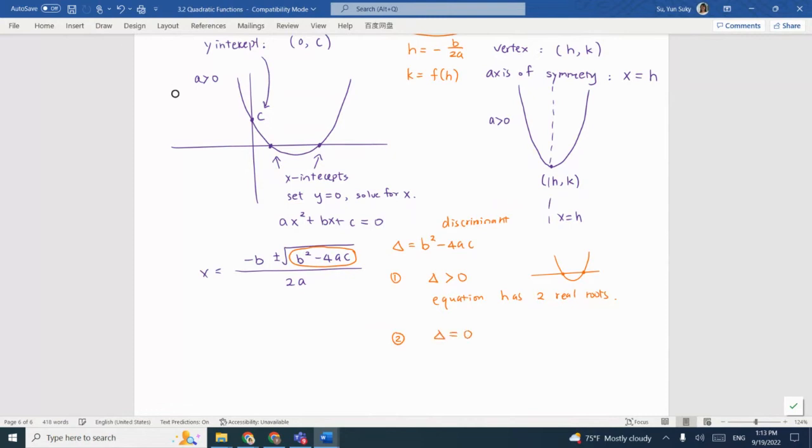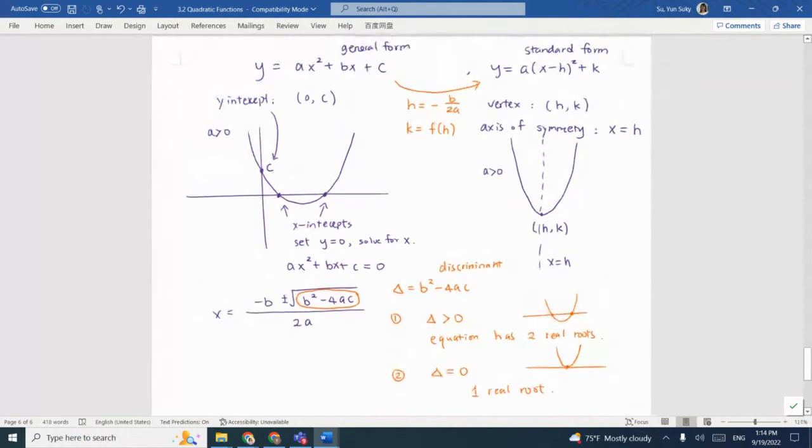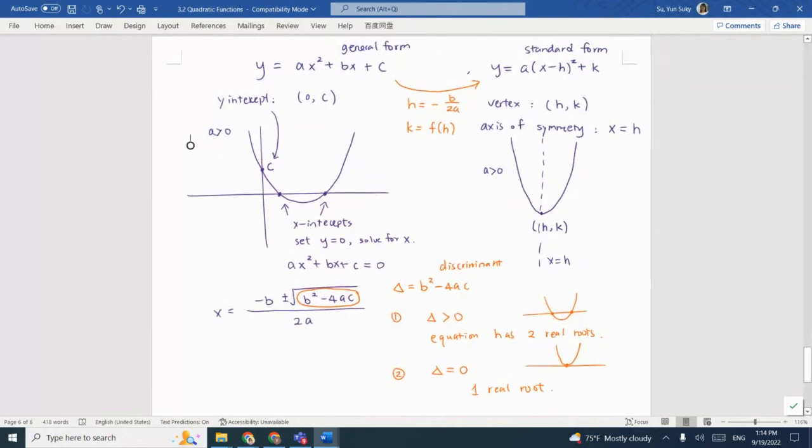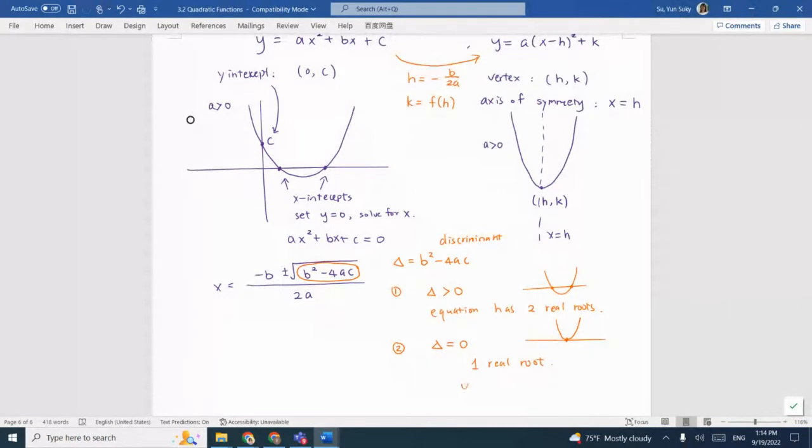Okay, if the discriminant is 0, then we only have one real root. That means our parabola just touches the x-axis. Okay, everybody? Yes. So we will end up getting a complete square. So it just touched the x-axis. And you can see in this case, if we want to use the standard form, the k would be 0. So you can see y equals a times x minus h squared.